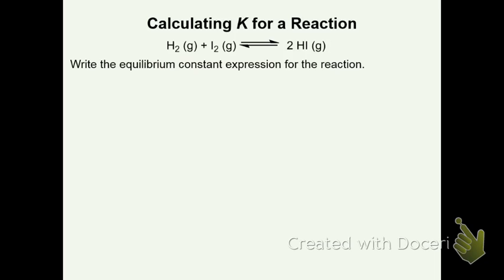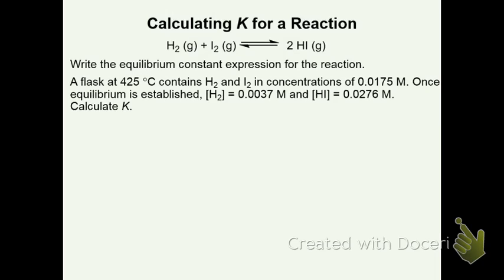So we can calculate K for a given reaction. For the reaction of hydrogen with iodine to form HI, Kc is going to be equal to the concentration of HI squared divided by the concentration of H2 times the concentration of I2. And so if we know either initial concentrations or concentrations at equilibrium, we can use them and the expression for the equilibrium constant to calculate an equilibrium constant.